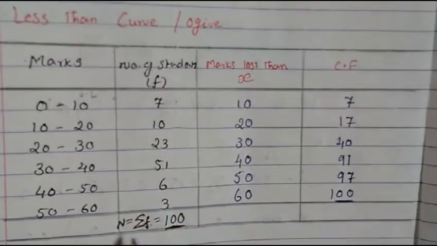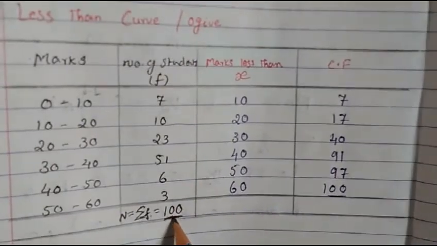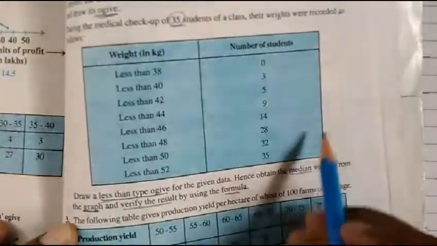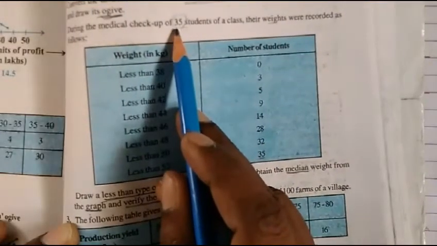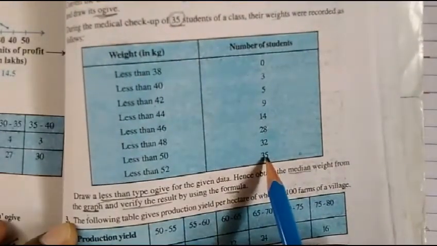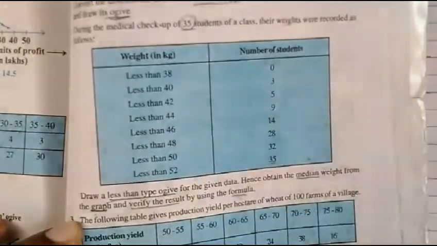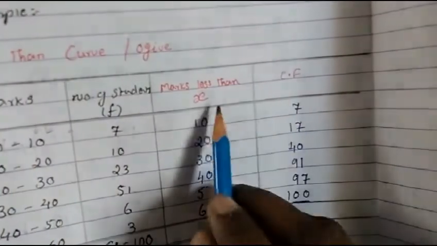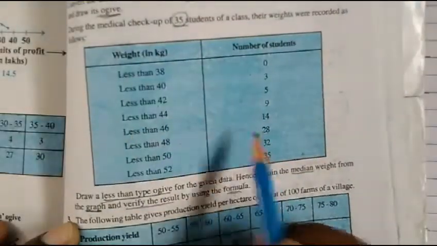And the summation should be equal to the last data. But here, the total is given as 35 students, and 35 is already there in the last. The summation is already inside the data. So this is a CF, not F. That means this column is also already given to us, so we don't need to prepare it. Both are given to us.